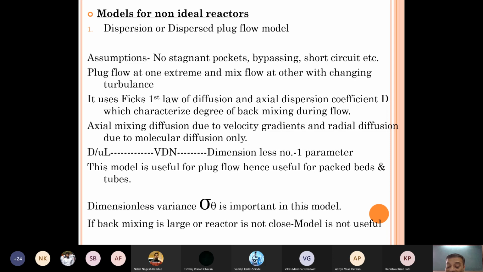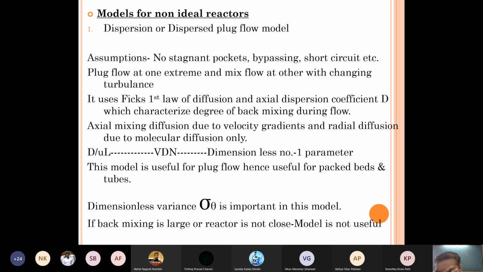And second is the Tanks-in-series model. The one parameter on which that model depends is capital N. Capital N means the number of equal-sized CSTRs in series. So ultimately, the first model is for plug flow, and the second model, using CSTRs, is for mixed flow. So one model we are learning for plug flow and one model for mixed flow.